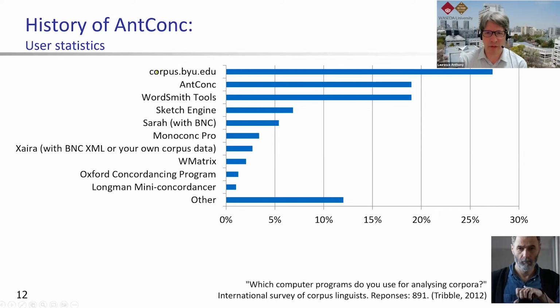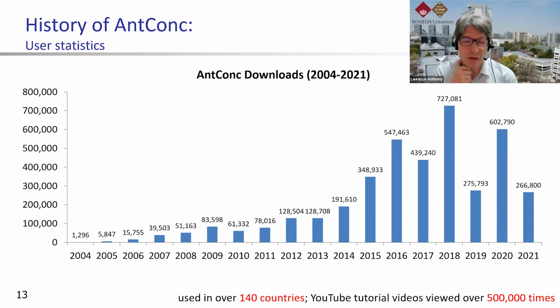And you can see the ranking was with Corpus BYU at the top, and then AntConc and WordSmith Tools coming after that, and then Sketch Engine and these other tools coming later. LancsBox wasn't released at this time. But you can see Corpus BYU is a web-based tool, so AntConc and WordSmith Tools were the dominant desktop tools at the time.